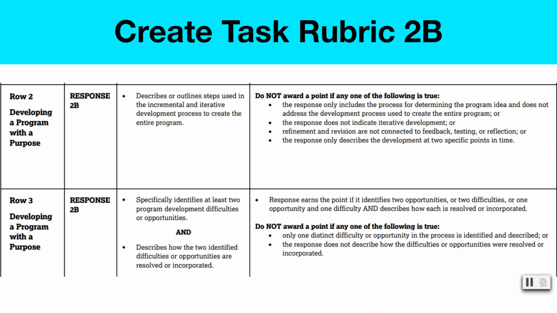Then for row 3, there are 2 things they're asking for. One is to make sure that there are at least 2 program development difficulties or opportunities that you're discussing. So be clear: here's 1 and here's 2. The second is, how were these difficulties or opportunities resolved or incorporated? What did you do once you found out you had a difficulty, how did you resolve that? Or once you saw an opportunity for something, how did you incorporate or implement it later on?